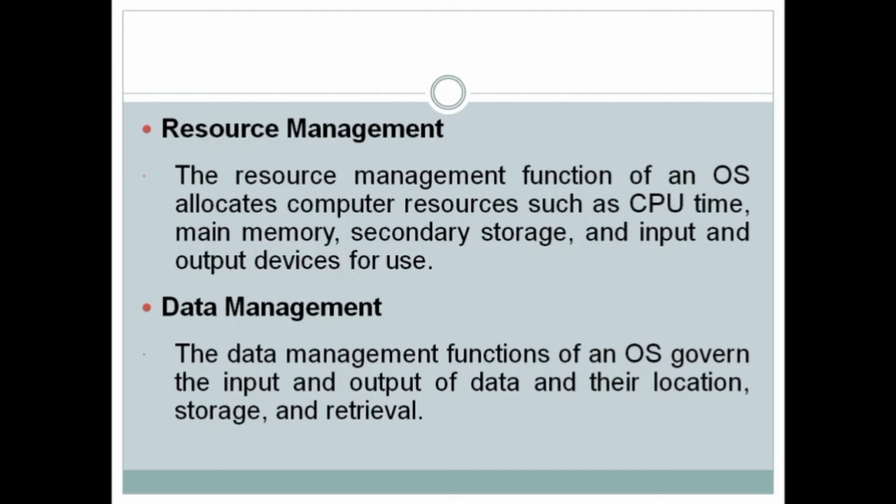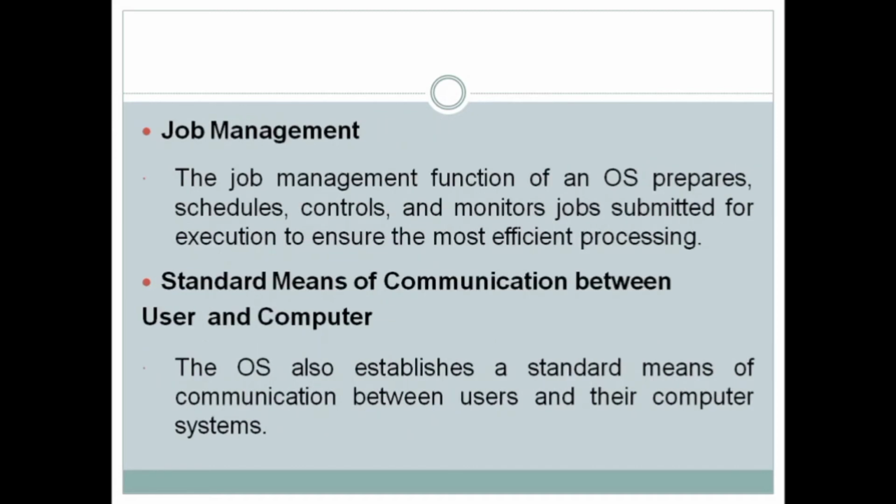Means if a process goes towards the CPU, then it is the main work of the operating system to provide the CPU to that particular process, using a particular CPU time. Data management: the data management function of an operating system governs the input and output of data and their location, storage, and retrieval. Now, the third is job management.